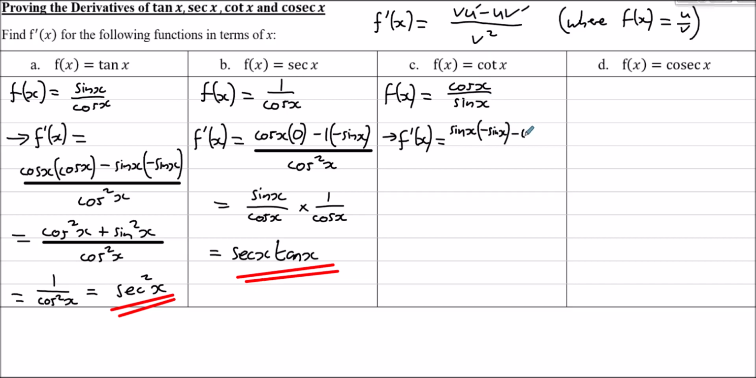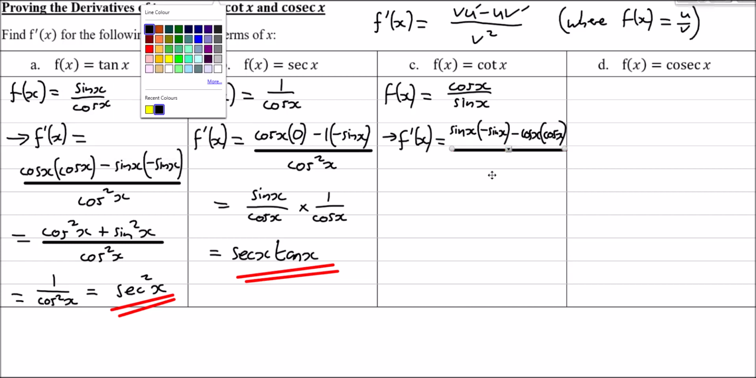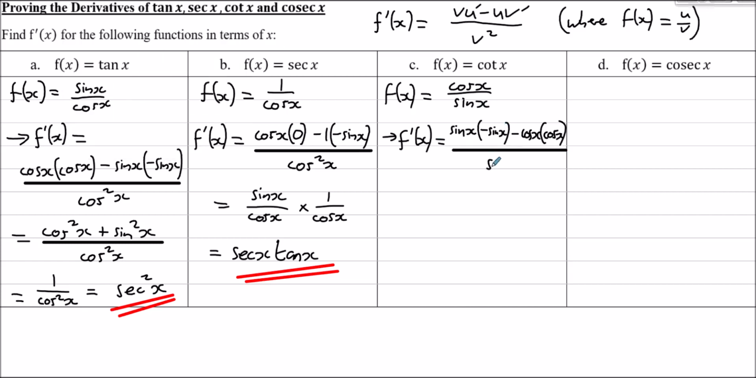minus u, which is cos x, multiplied by the derivative of the denominator. Sin x differentiates to cos x, so it's minus cos x times another cos of x, all over v squared. So that's over sine squared x. So next up, simplify the numerator. So the numerator, sine multiplied by minus sine is obviously minus sine squared x. Minus cos times positive cos is minus cos squared of x, all divided by sine squared x.